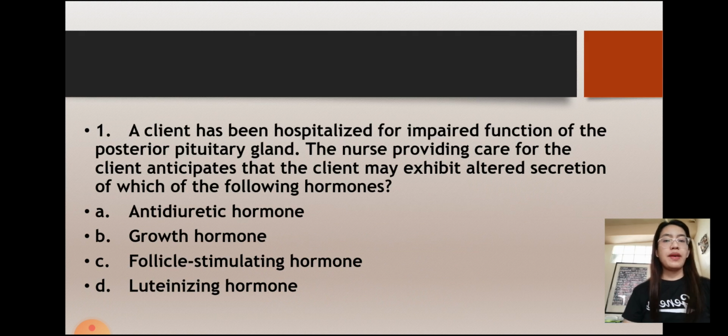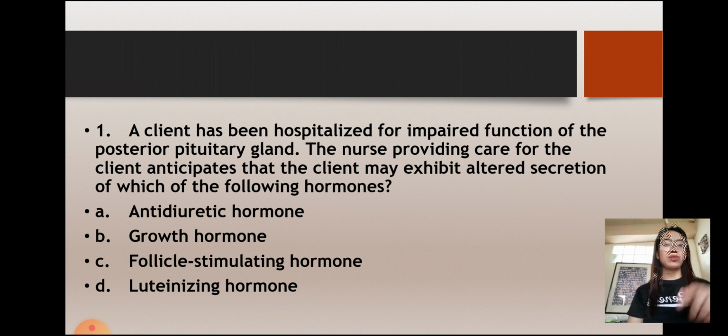Number one, a client has been hospitalized for impaired function of the posterior pituitary gland. The nurse providing care for the client anticipates that the client may exhibit altered secretion of which of the following hormones? Is it A, antidiuretic hormone, B, growth hormone, C, follicle stimulating hormone, or D, luteinizing hormone? Okay, so you have to highlight there posterior pituitary gland.